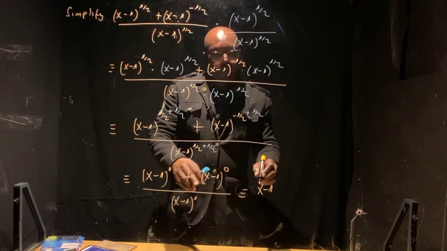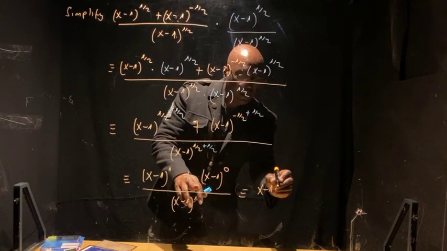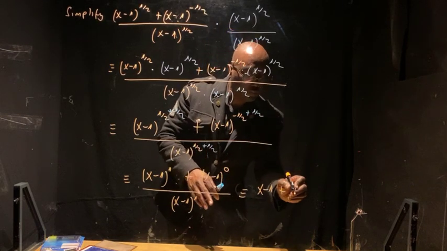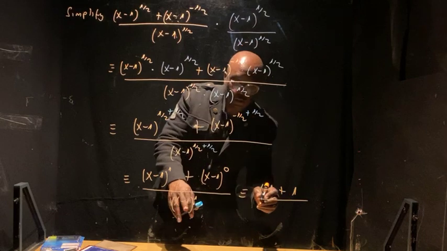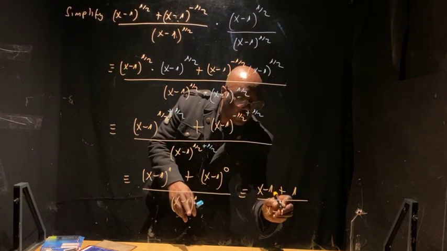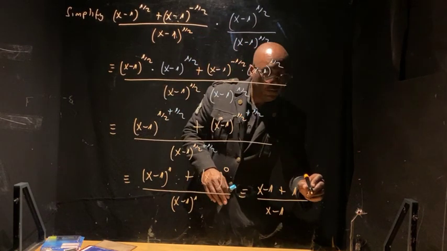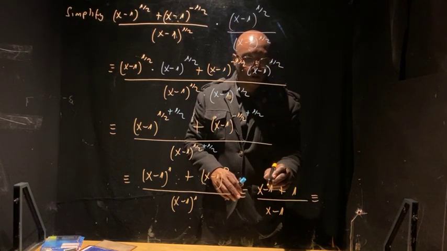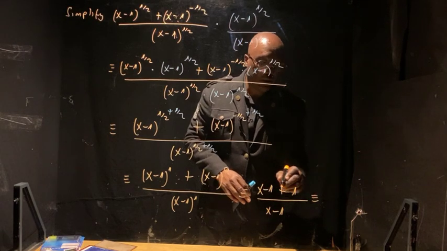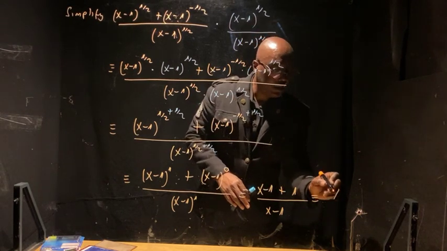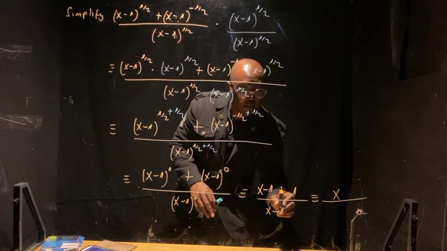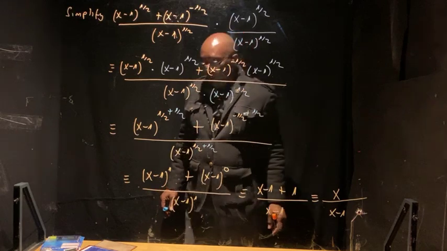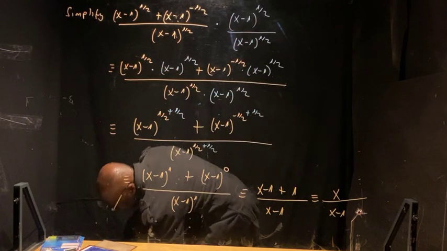raised to the power 1 is still the same, plus any expression raised to the power 0 is equal to 1. Then we have x minus 1, which is not different from x minus 1 plus 1 is equal to x, because this one cancels out, becomes x over x minus 1. So simple. Let's check it.